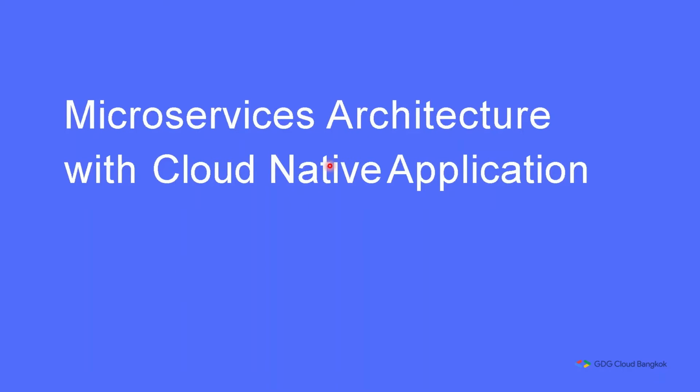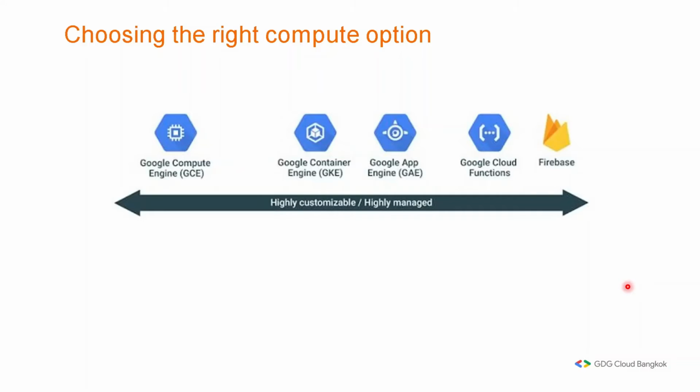Microservice architecture with cloud native applications. By choosing the right compute option, if you want something highly customizable, then you have to go with Google Compute Engine or Google Kubernetes Engine. If you want something highly managed, then we have Google App Engine (GAE), Google Cloud Functions, and Firebase.